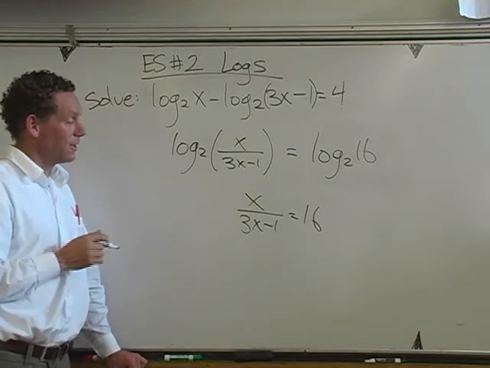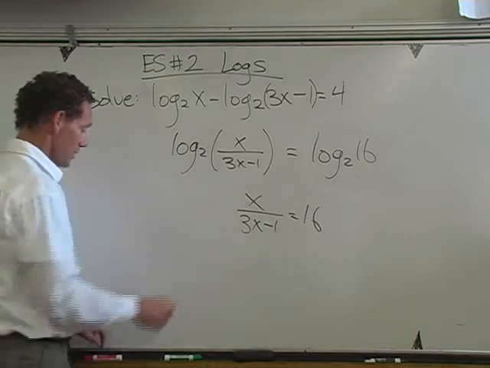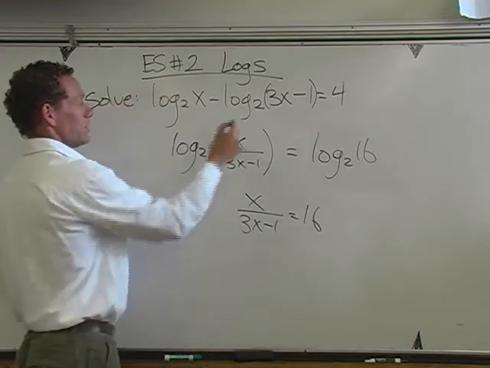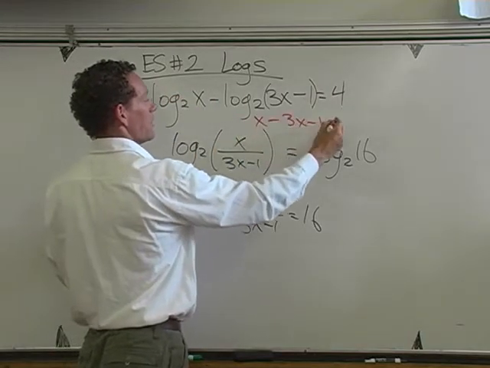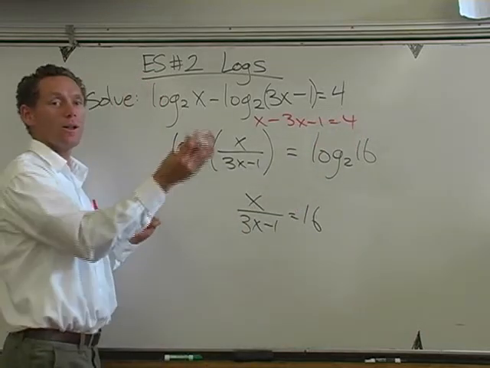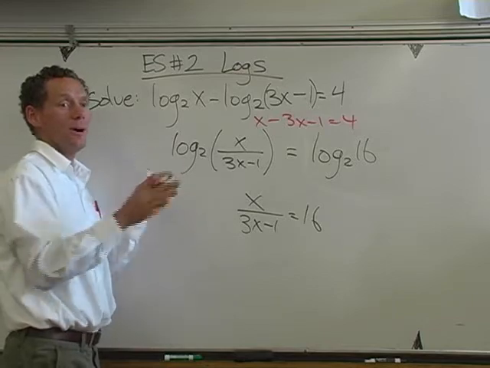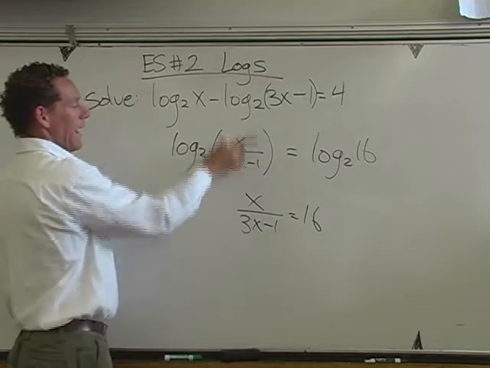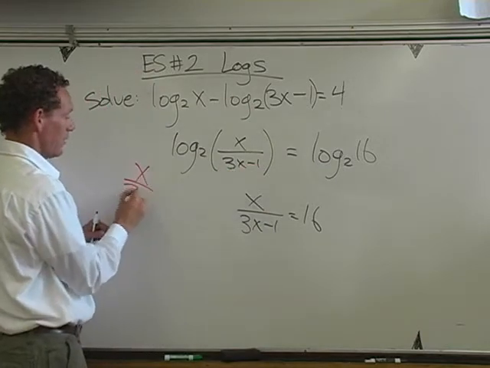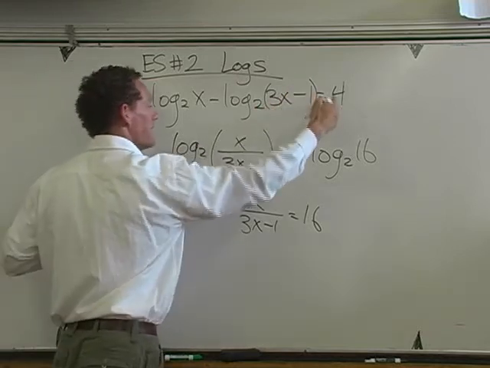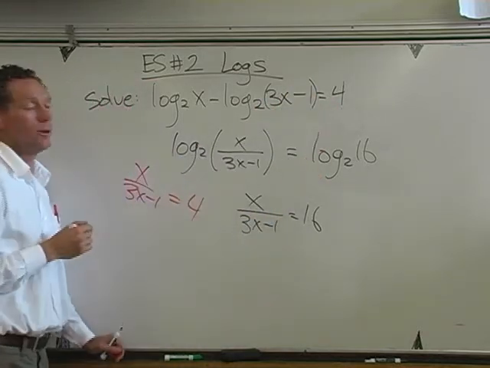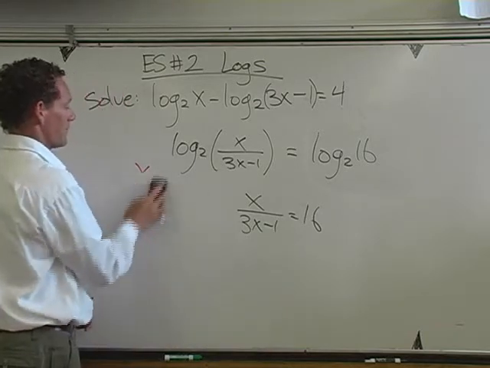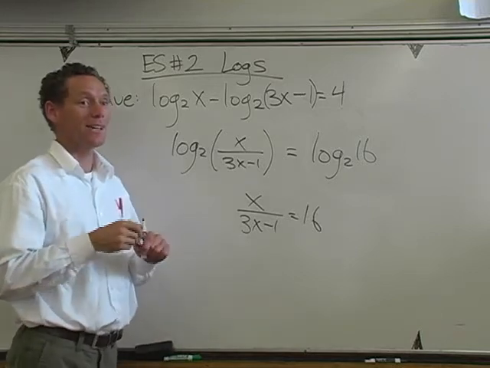No logs involved. So we will solve that, but let me show you what the real common mistake is. At this point, people just say x minus 3x minus 1 equals 4, and just ignore the logs, pretend they're not there. Totally wrong, so don't do that. The other common mistake is people combine these, so they say x over 3x minus 1, but then they forget to convert the 4, and they just say that that's equal to 4. Real common mistake. Don't do it.